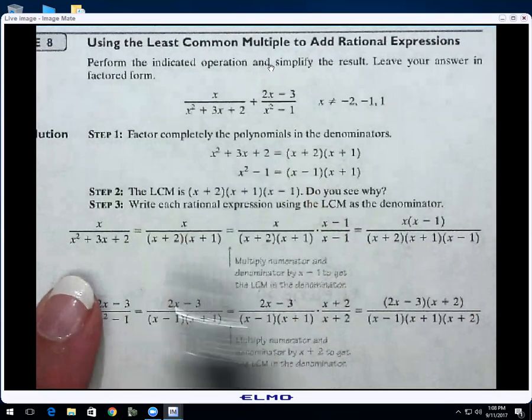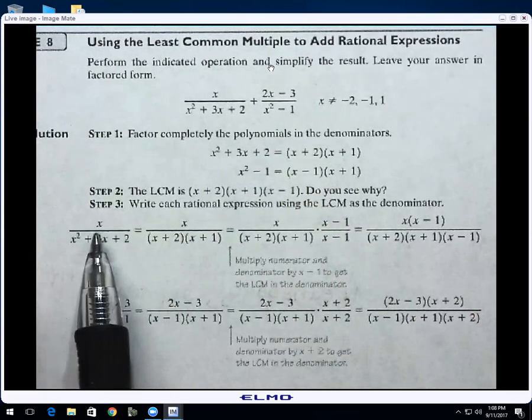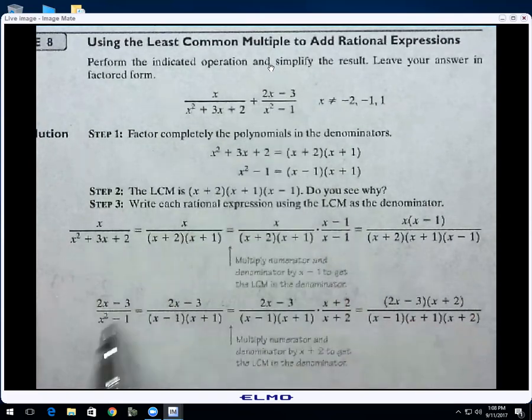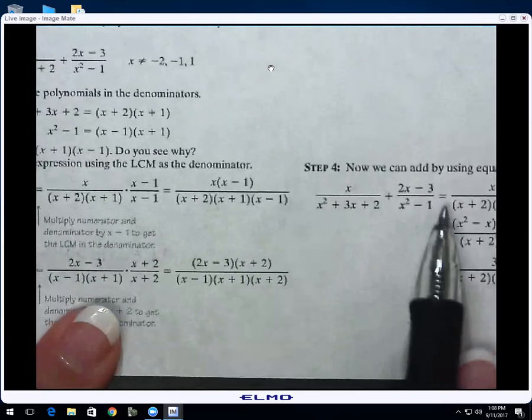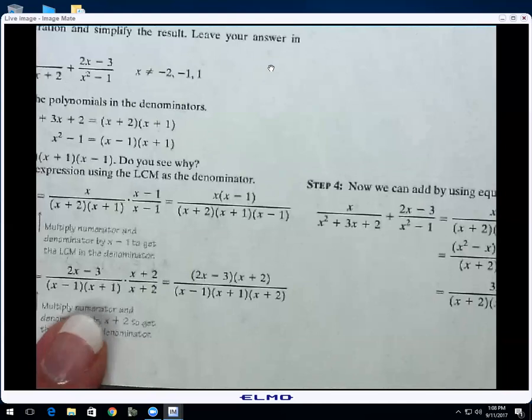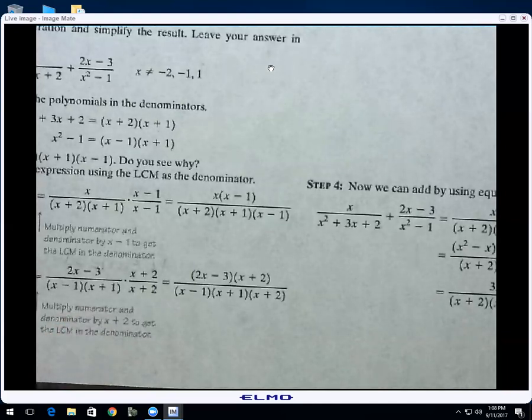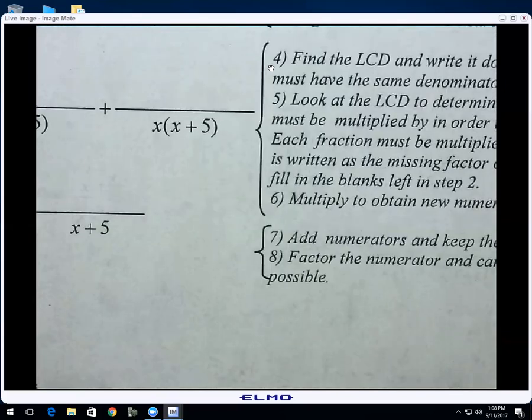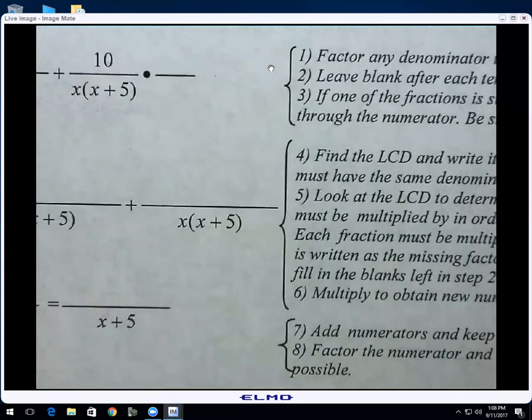Now, what I don't like about the way the book did this problem is they take the first fraction and work on it right here, and they take the second fraction and work on it right here, and then hopefully remember at the end to put the two back together. I don't like to do that. It's a bad habit to take one part of a problem, work it over here, another part, work it over here, and hope you remember to put it back together at the end. So I came up with my own special steps.